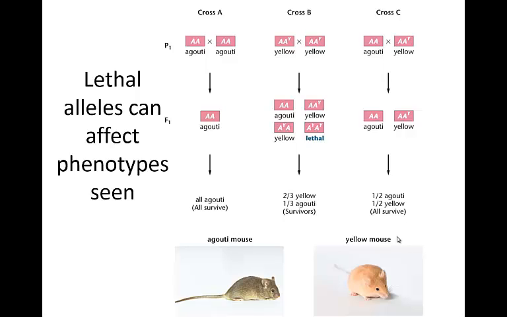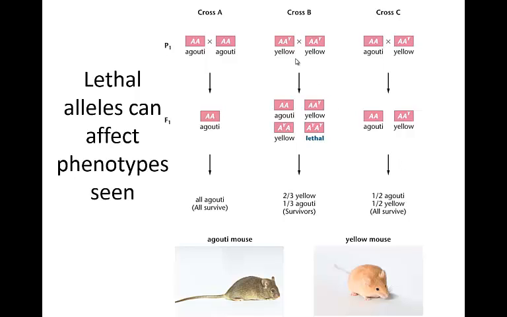Okay. Now let's skip to just the agouti mouse times the yellow mouse. Okay, so this is a dominant times the yellow, and what you can see here is in the F1 generation, 50% of them are going to be the A agouti, and 50% of them are going to be yellow with one A and then the one A with the yellow. 100% of them are going to survive. Half are going to be agouti colored, half are going to be yellow.